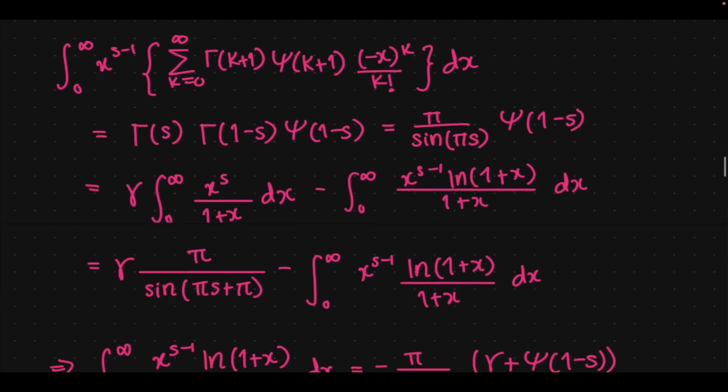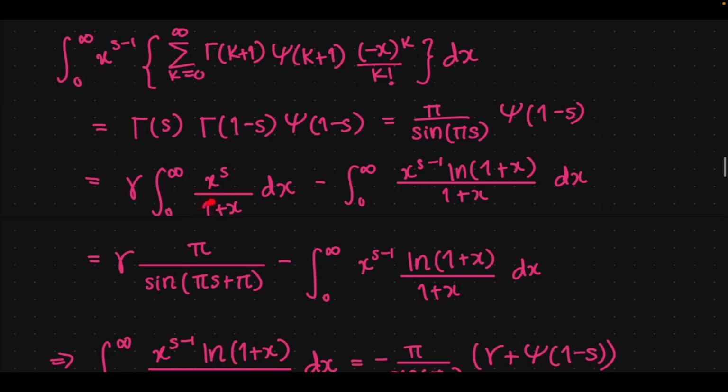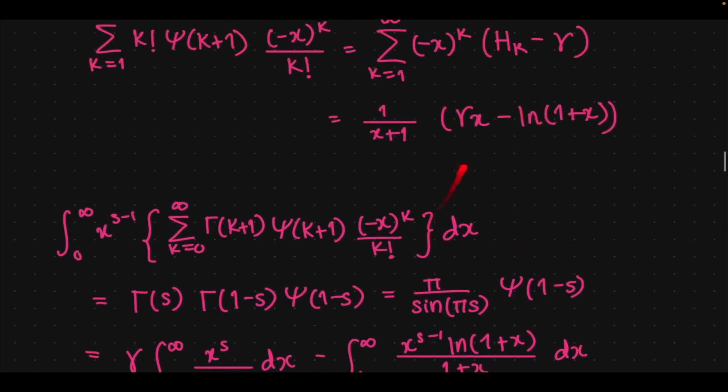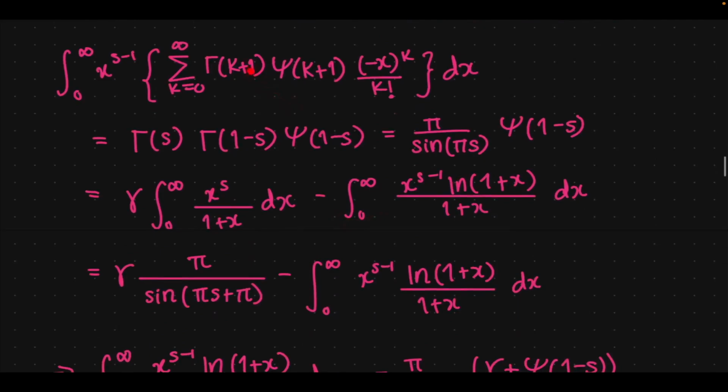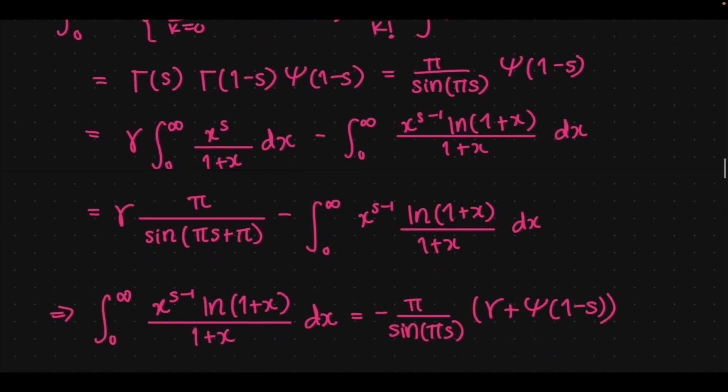Okay. And then we get Euler-Mascheroni times the integral 0 to infinity x to the s over 1 plus s dx, minus the integral 0 to infinity x to the s minus 1 natural log of 1 plus x over 1 plus x dx, which is basically the right hand side in this equation. I'm just writing in terms of the integral because we wrote the left hand side.